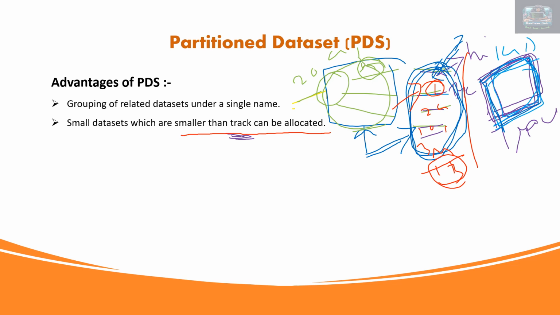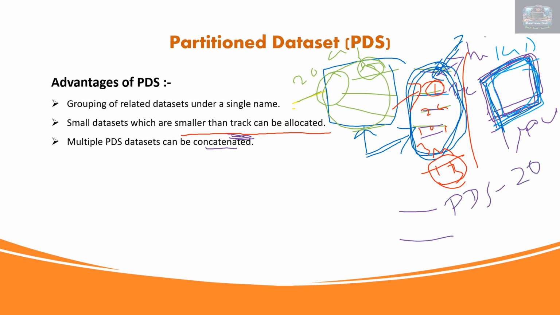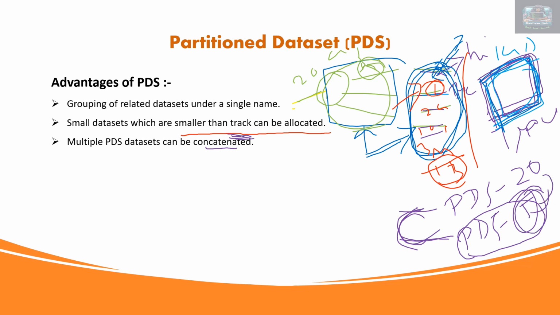The next advantage is that multiple PDS can be concatenated. The word concatenated means, suppose you have two PDS files, this one has some 20 members and this one has some 5 members, and you want these two racks to be mixed. You have the ability to mix these two files, you can mix these 5 members into these 20 members, so you can concatenate two PDS files.